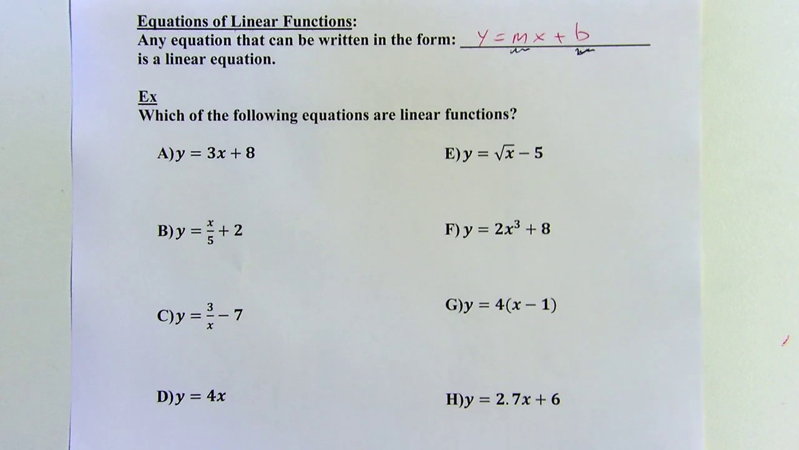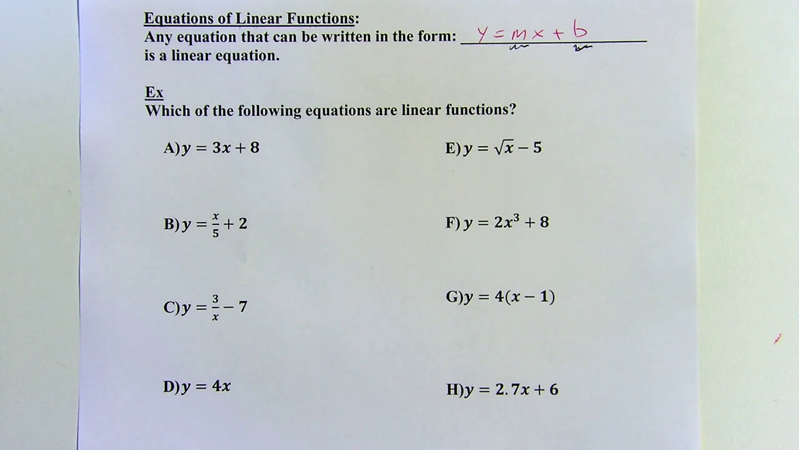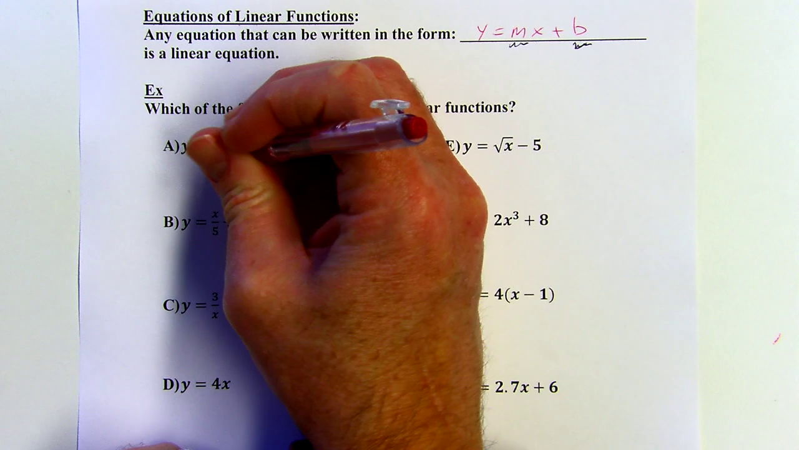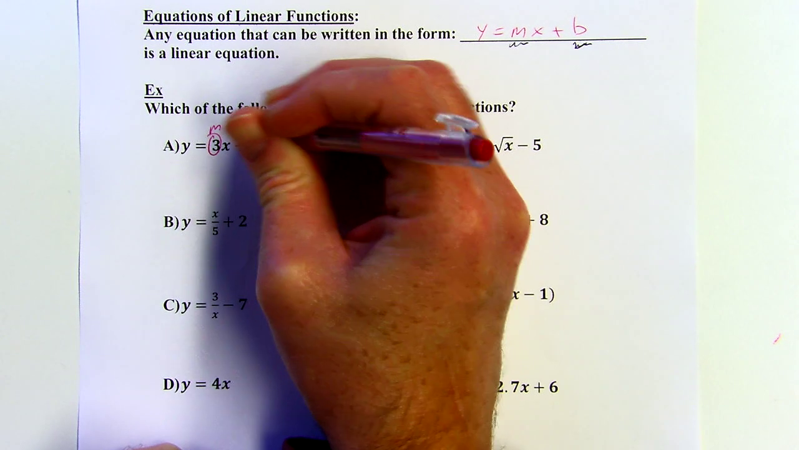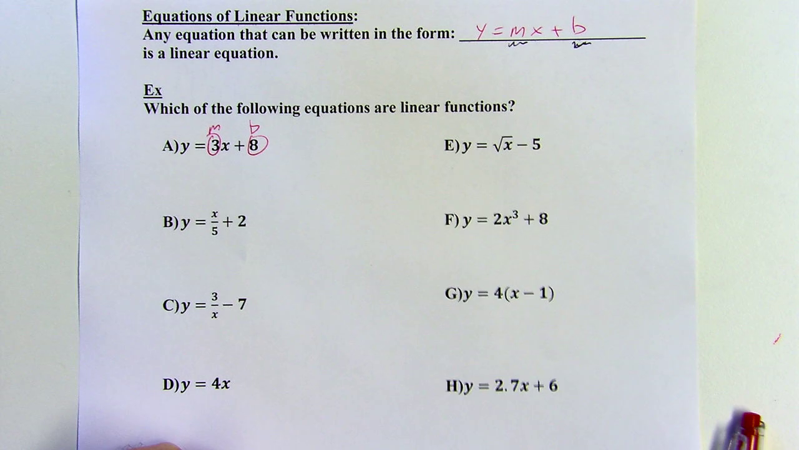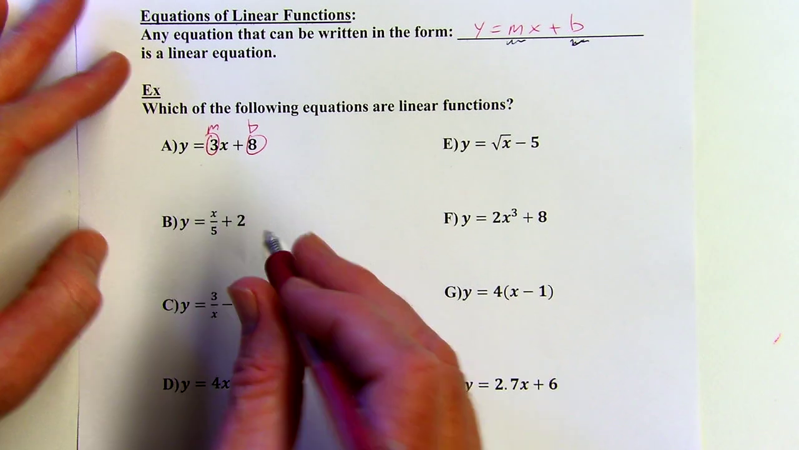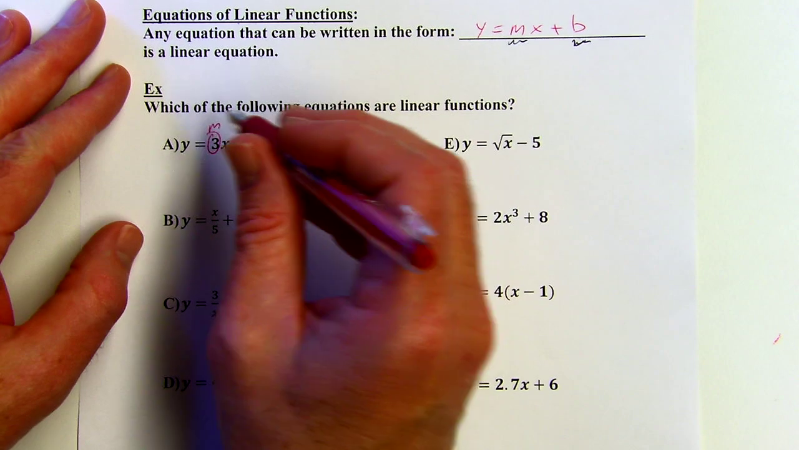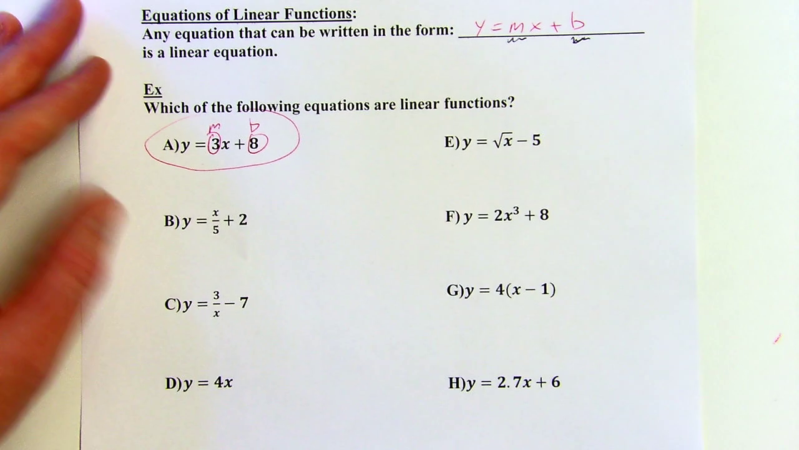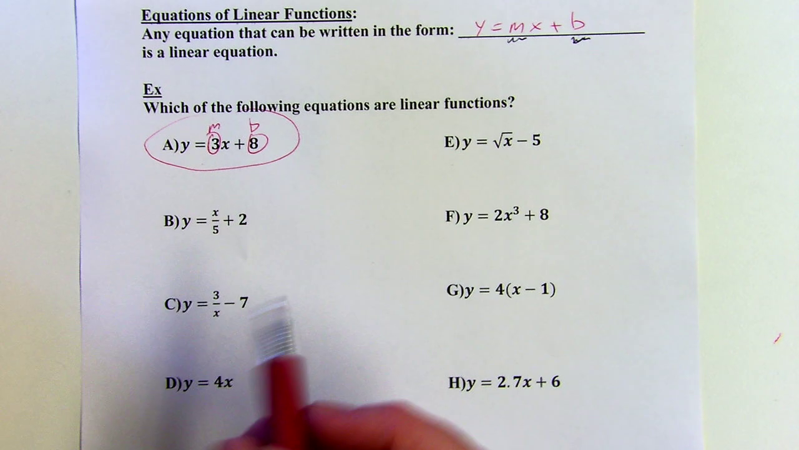So I've got a big list of different equations here. I'm going to decide which ones are linear functions. So, hey, this would be the m, this would be the b. So that one fits the bill there. I'm just going to circle the ones that are linear functions, and I'll cross out the ones that aren't. So this is a linear function, okay?